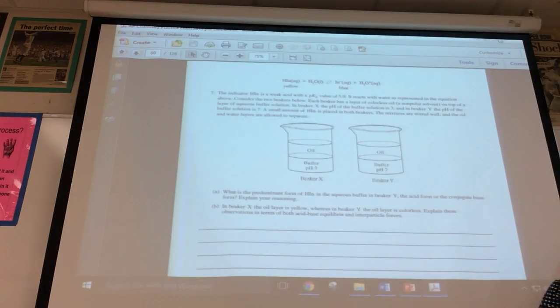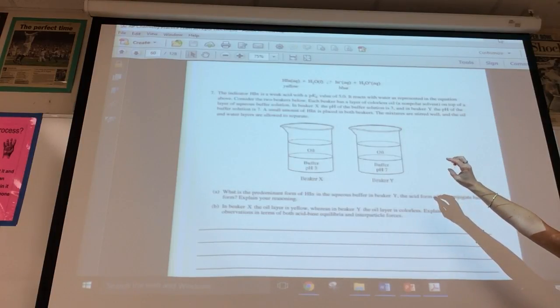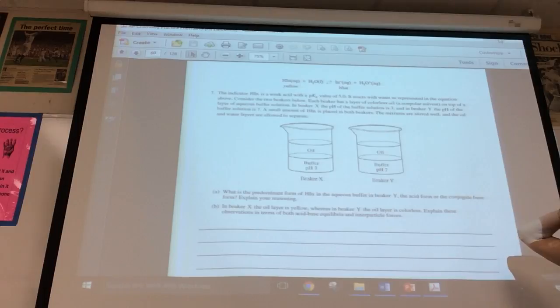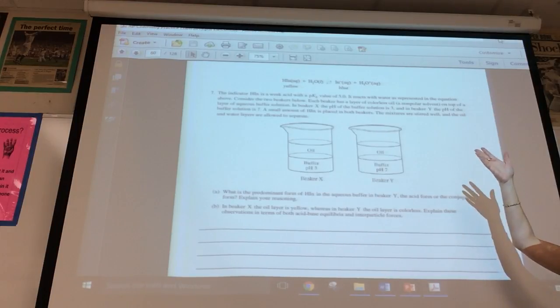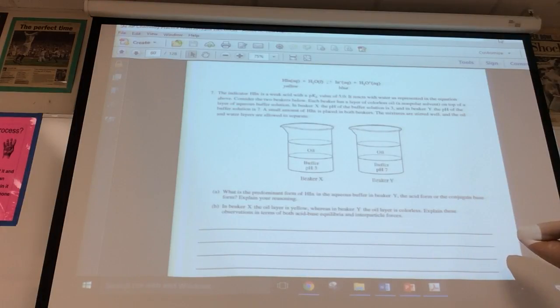We talked about indicators, and when we go back to our titration curves, I want to link it back to indicators. I wrote it, and I want to make sure we do it for a few questions, because that's in your pre-lab as well. So we've got HIn, an indicator, reacting with water. Remember, an indicator is a weak acid. You're going to generate its conjugate base, which is a different color, and this is exactly what we did in the demo the other day, to generate hydronium ion. It says the indicator is a weak acid with a pKa value of 5. It reacts with water as represented in the equation above.